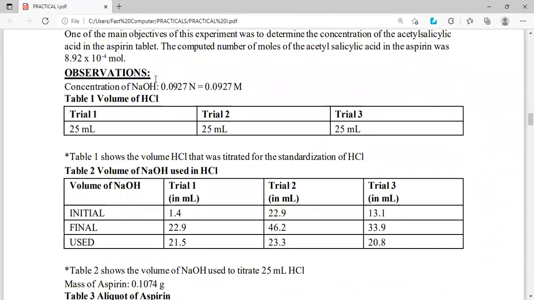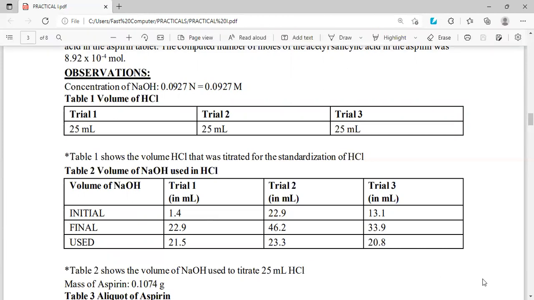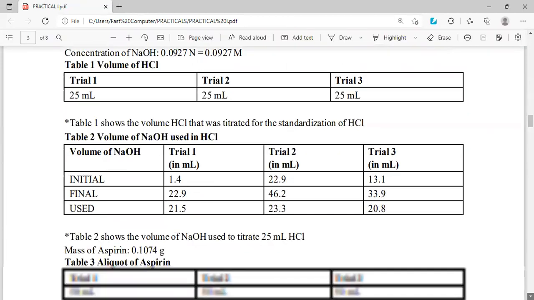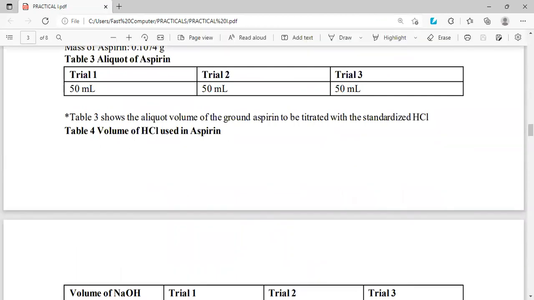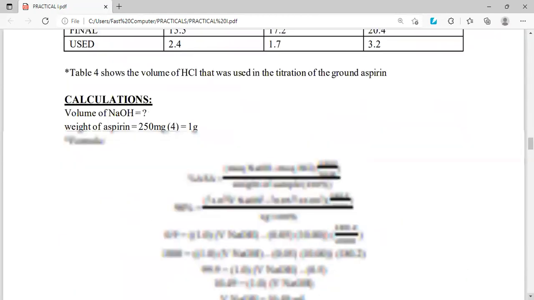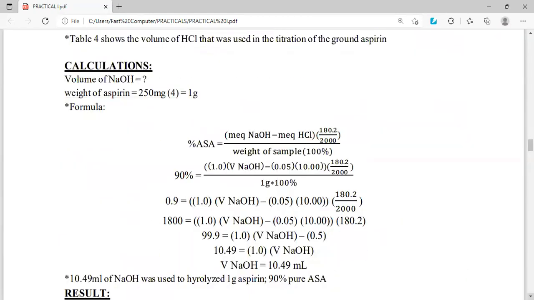The observations of this practical are: the concentration of sodium hydroxide is 0.0927 normal, which is equal to 0.0927 molar. Table 1 shows the volume of HCl that was titrated for the standardization of HCl. Table 2 shows the volume of sodium hydroxide used to titrate 25 ml HCl. The mass of aspirin is 0.1074 grams. Table 3 shows the aliquot with the standardized HCl. Table 4 shows the volume of HCl that was used in titration of the ground aspirin.